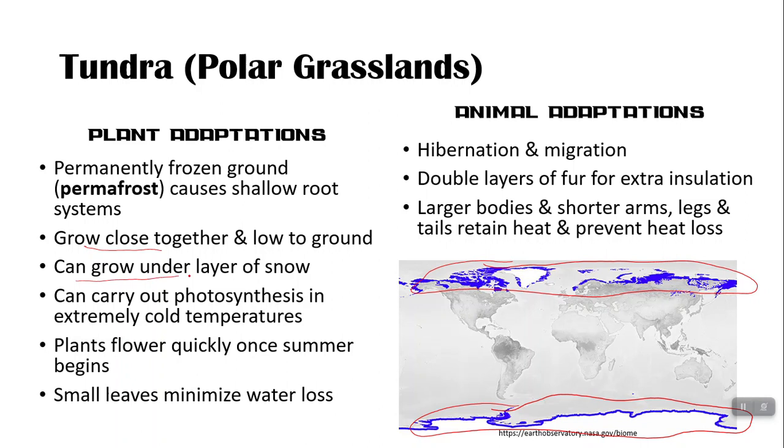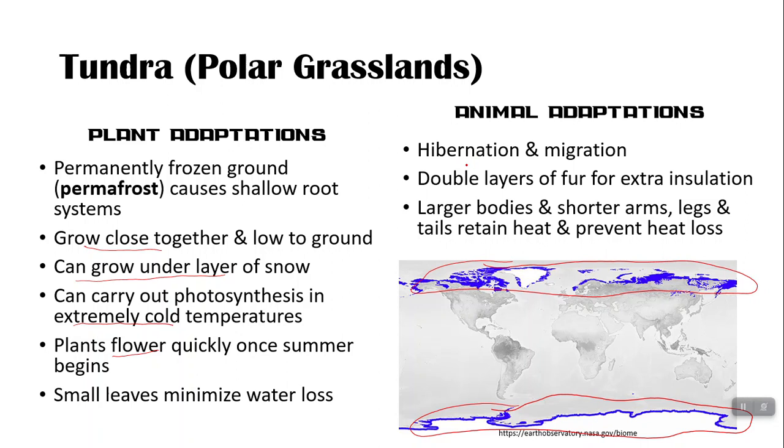Some can grow under a layer of snow. Others have adaptations to perform photosynthesis even when it's extremely cold, where most other plants would just break down and not be able to. Once summer starts and they start to get sunlight, plants flower really quickly to take advantage of it, and they're also minimizing water loss with their adaptations of their leaves.